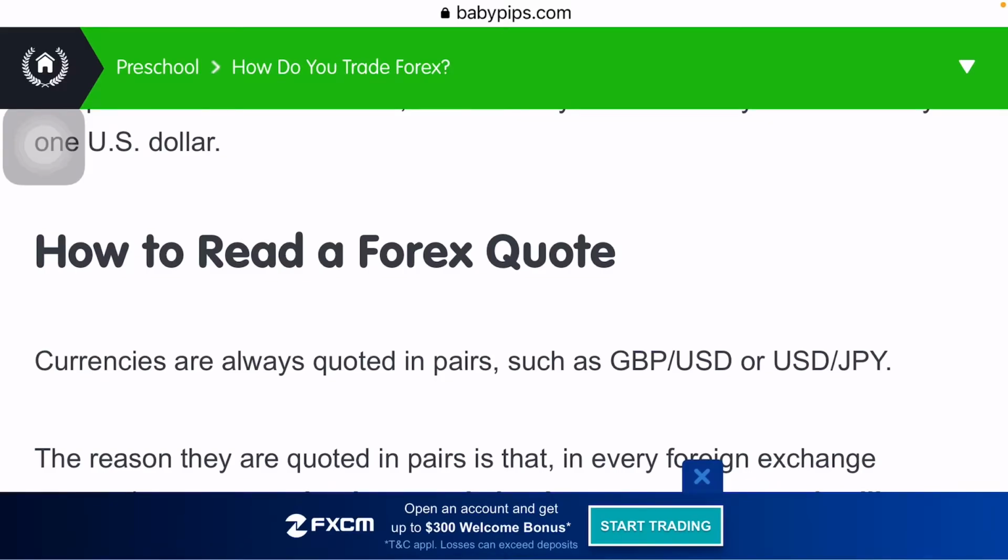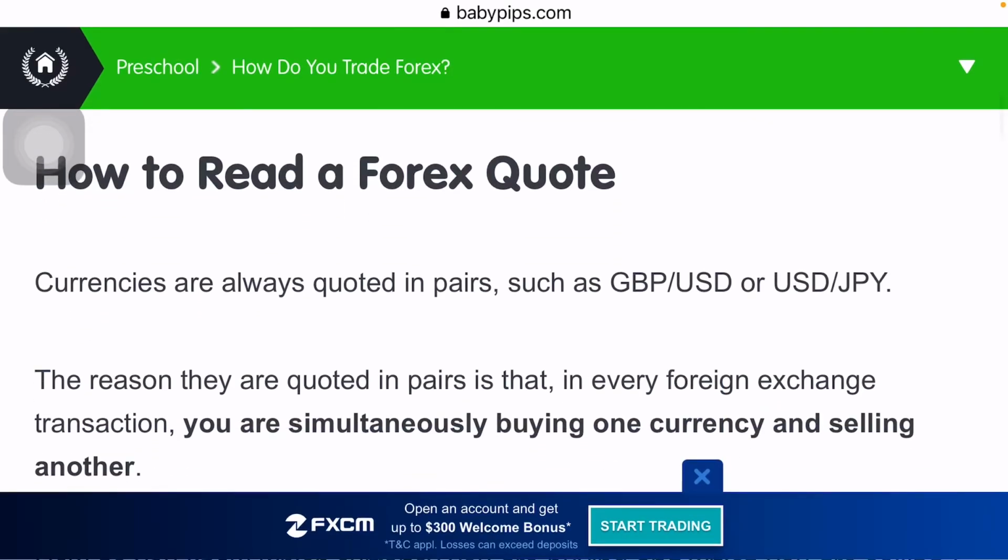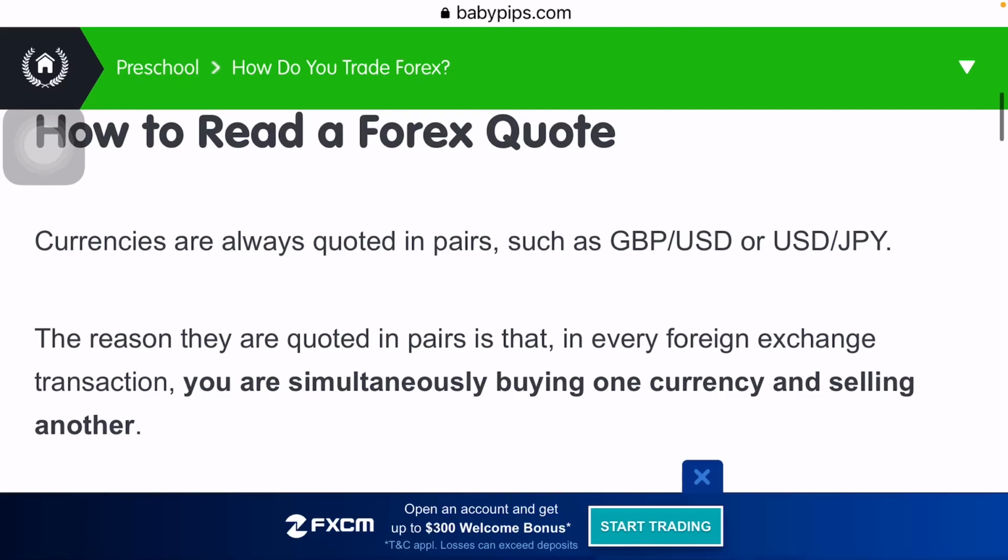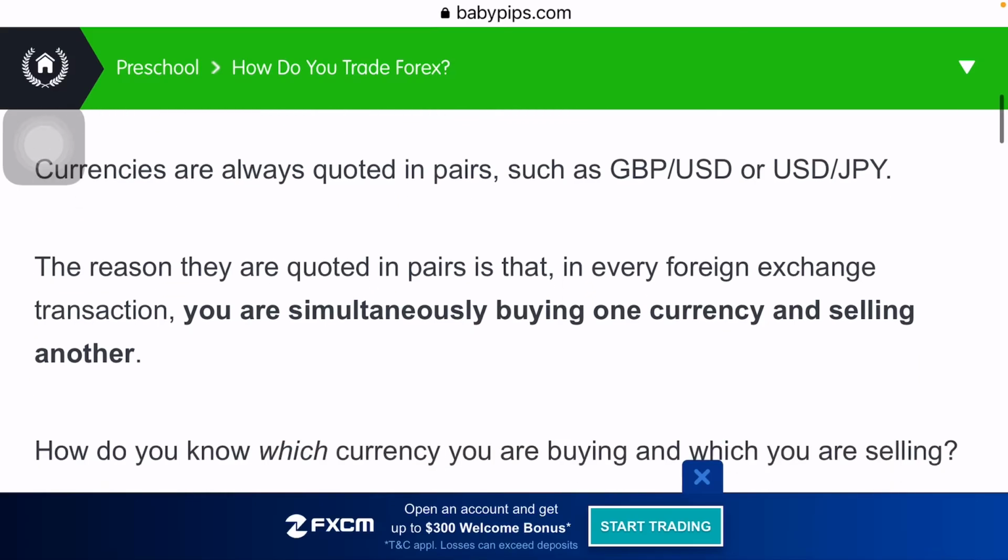So how to read a forex quote? Currencies are always quoted in pairs, such as GBP/USD or USD/JPY. The reason they are quoted in pairs is that in every forex exchange transaction, you are simultaneously buying one currency and selling another.